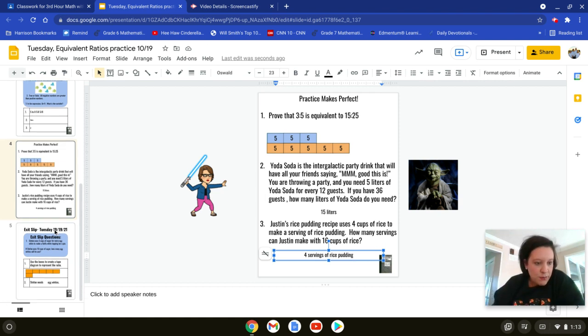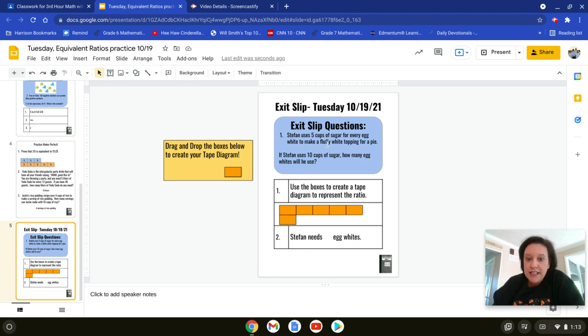Down here, the next one is very similar to yesterday's. It says Stefan uses 5 cups of sugar for every egg white to make a fluffy white topping for pie. So that fluffy white topping is called a meringue, but I didn't know if you knew what that would mean. So 5 cups of sugar for every egg. Your ratio is 5 cups of sugar, 1, 2, 3, 4, 5 boxes are there, and 1 egg. So your ratio is 5 to 1.